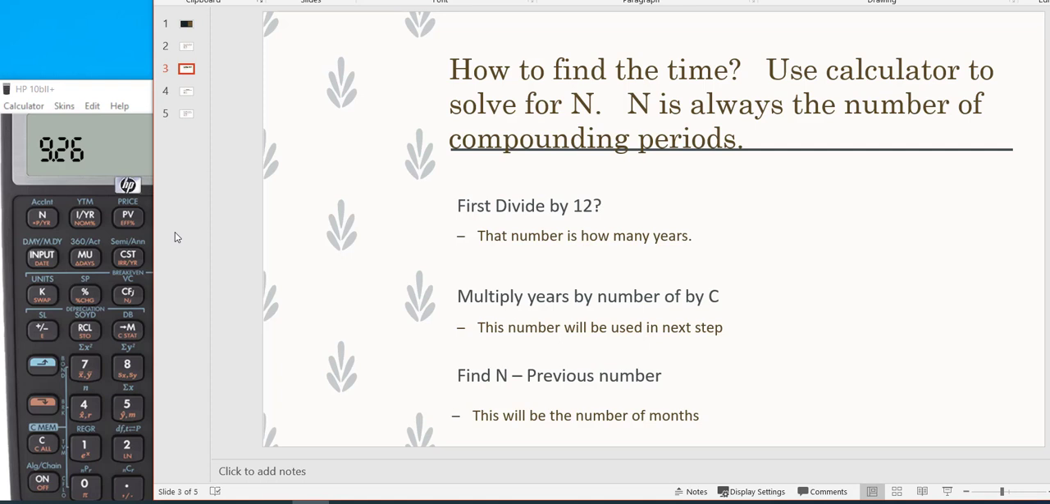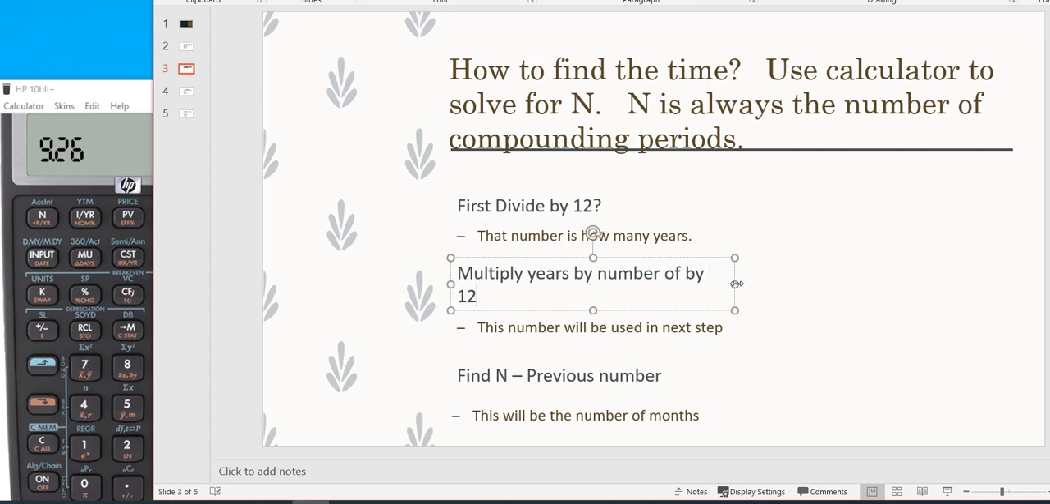So now the more challenging question for today is, how do we find time? Because anytime you find N, you're always finding the number of compounding periods. And for the purposes of today, my compounding periods are going to be monthly. So you're going to first divide what you found for N by 12. The whole number is how many years. You're going to multiply that number by C, which is your 12, to find out how many months in that many years. This number will be used for the next step. And then you're going to take N minus that number. So let's go through an example of that being done.